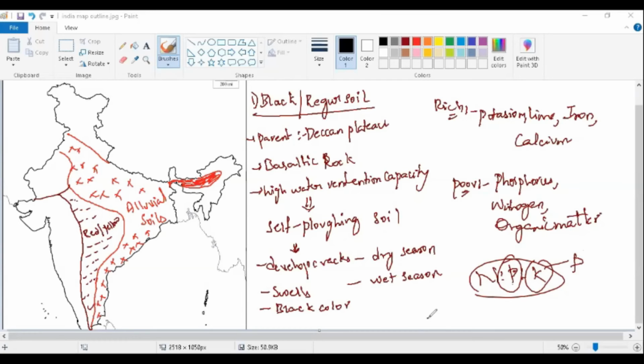Now tell me what is the prominent crop grown in this soil? Cotton. Yeah, it's cotton. Fine. Next, about laterite soil, laterite. Tell me features of it. Are you done with this?